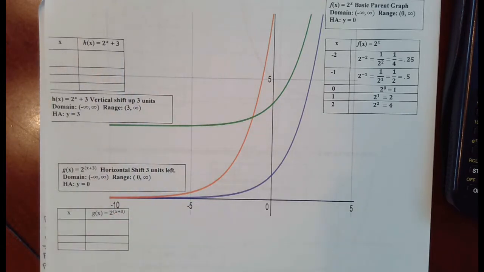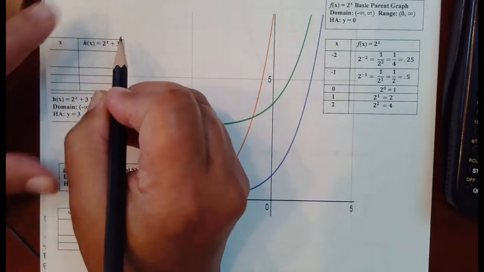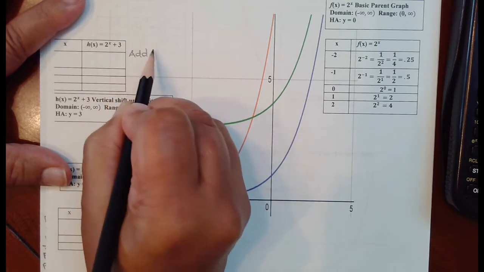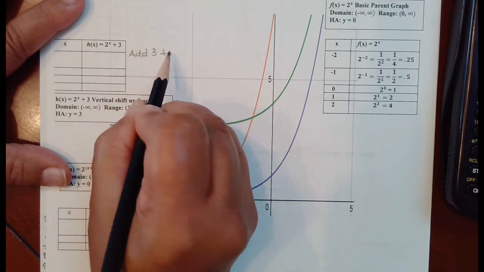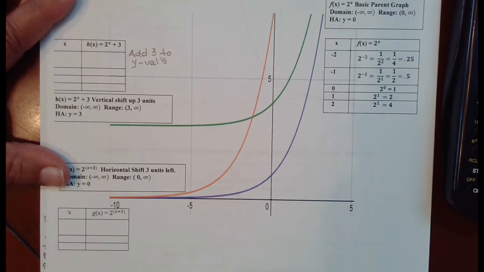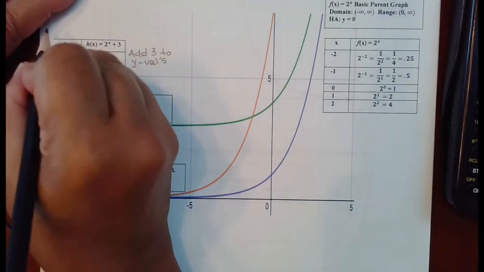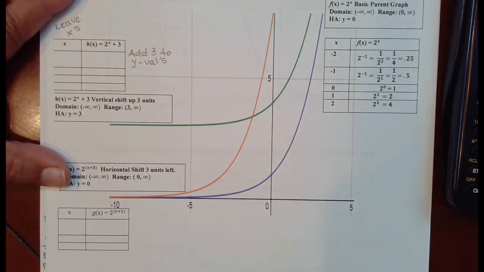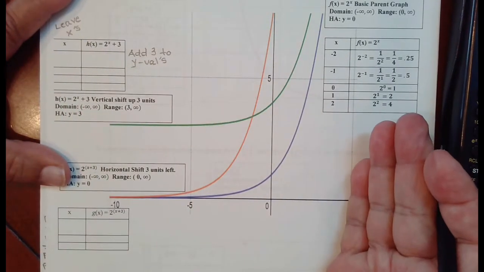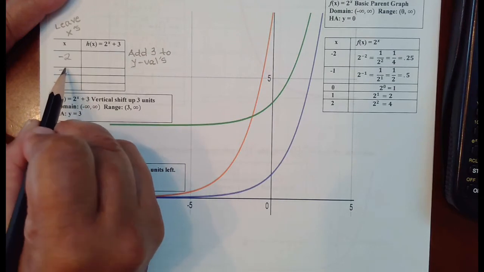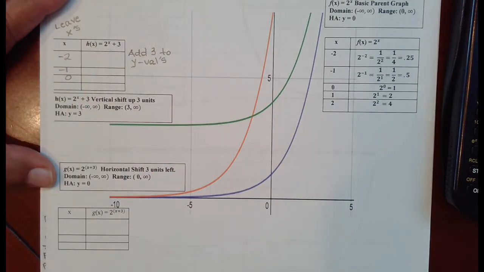So let's just put a little note here. Add 3 to the y values. And I'll just abbreviate that a little bit. Okay, you're not being told to do anything to the x value. So that means that you're going to leave the x's as is. You're not going to change them. What are we basing these values off of? The parent graph. So when I say leave the x's as is, copy those x's. -2, -1, 0, and 1. I'm just going to go that far. Okay, we're leaving those as is, and then we're adding 3 to the y values.